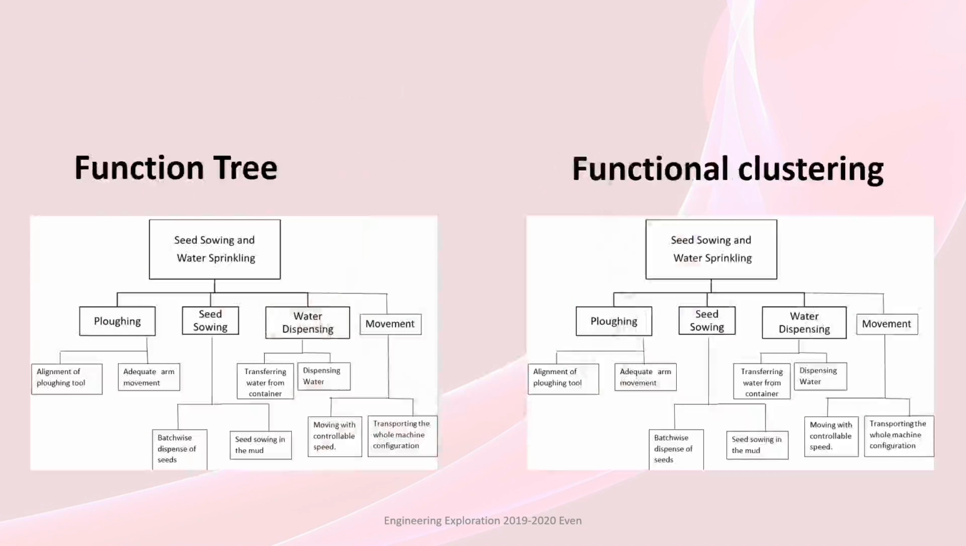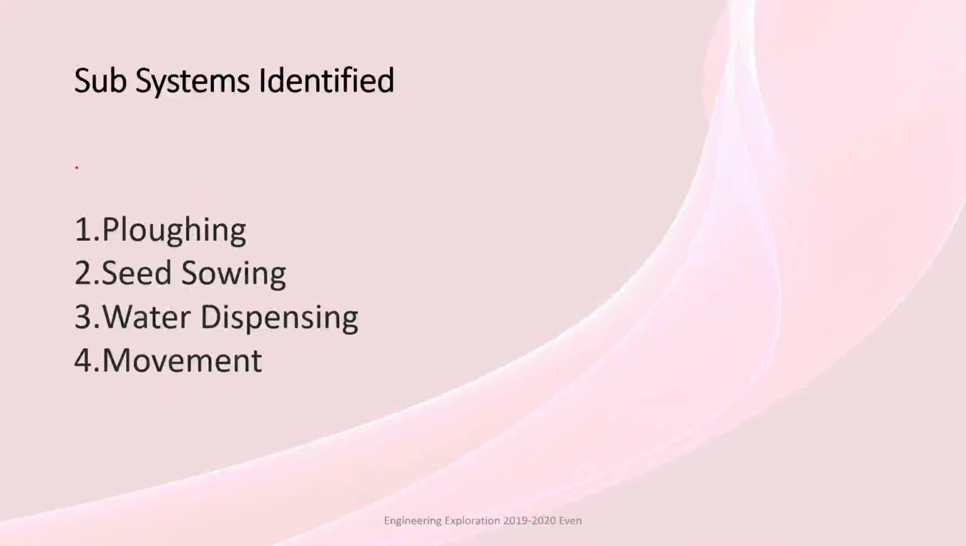The following is the function tree and the functional clustering. Subsystems identified: plowing, seed sowing, water dispensing and movement. 4 concepts were generated and the first concept is as follows.